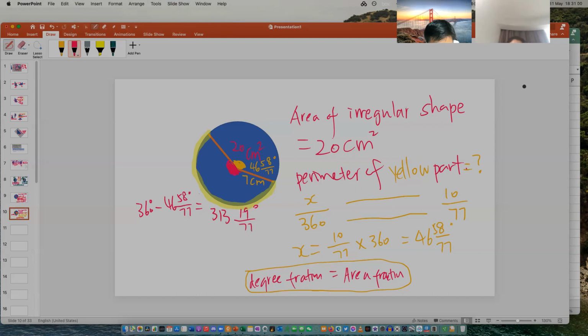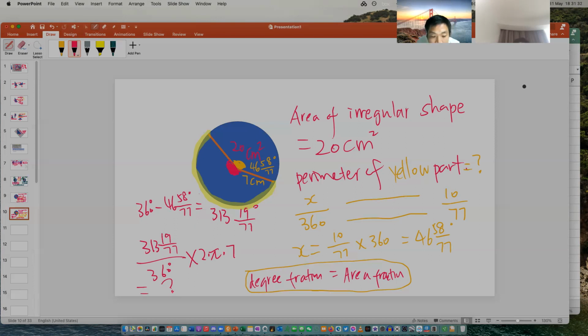Very good. With this, you are now asked to find the perimeter of the yellow part. What you do is take this 313 and 19 over 77 over 360 degrees and times the perimeter of the circle, which is 2 times pi times r, where r is 7. That will give you the perimeter. This part is very easy. You just punch the calculator and find out the answer.